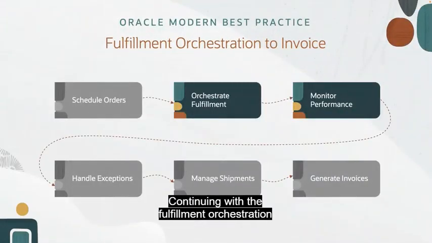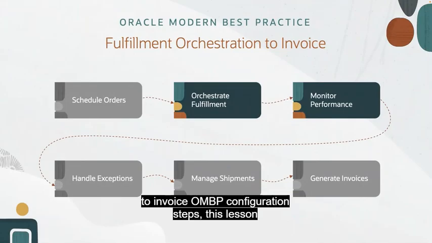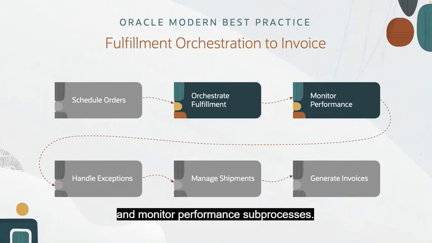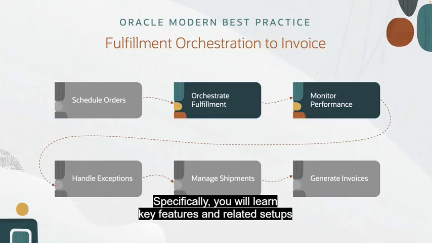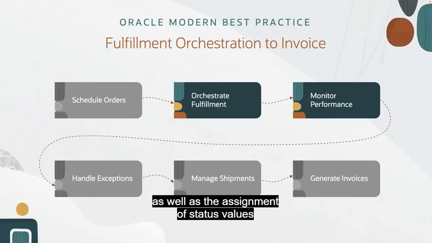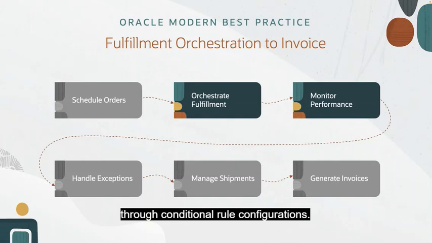Continuing with the Fulfillment Orchestration to Invoice OMBP's configuration steps, this lesson provides a better insight into the orchestrate fulfillment and monitor performance subprocesses. Specifically, you will learn key features and related setups for configuring order and order line status values, as well as the assignment of status values through conditional rule configurations.